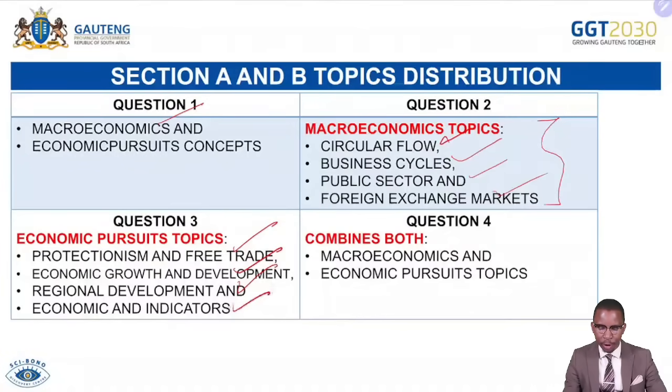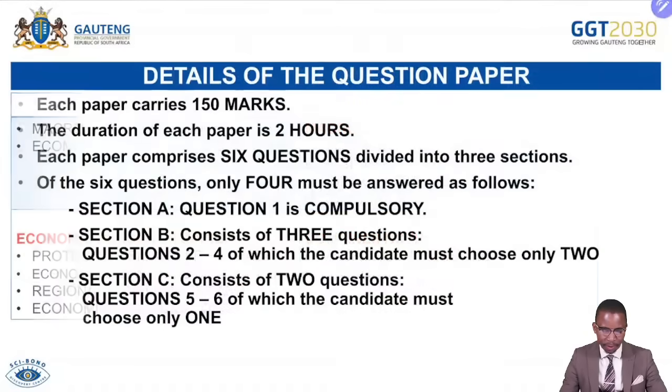And then question 4 is the combination of both macroeconomics as well as economic pursuits. That's how you need to prepare. You go there, you know your strengths and your weaknesses. So your planning must be according to your strengths and your weaknesses.